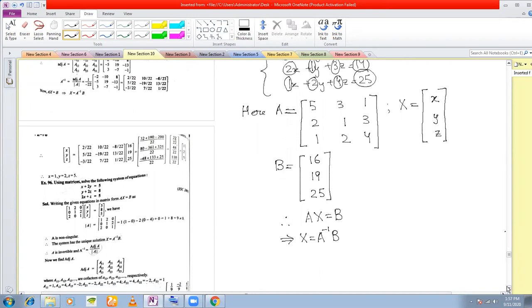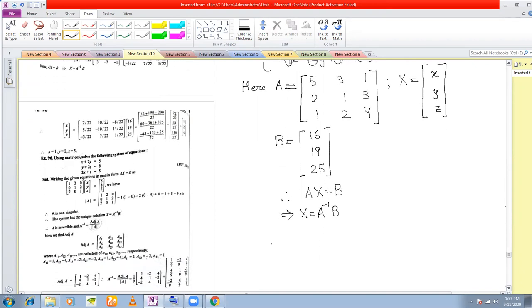So, how do you find out the values of X, Y, and Z? First of all, we find out the inverse of A. To find out the inverse of A, we first find det A, to check whether matrix A is non-singular or not. 5, 3, 1, 2, 1, 3, 1, 2, 4. This is my determinant. I'll find out the value of this.